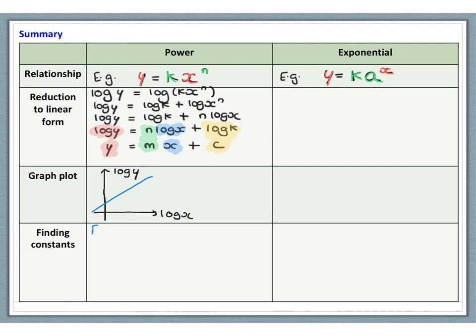Now, how do we then find the constants that we are looking for? So in this case, we need to find the values of n and k. So we can see very clearly from here that n is the gradient. So we work out the gradient of our straight line, and this is equal to the value of n. Now, our y-intercept here is equal to log k.